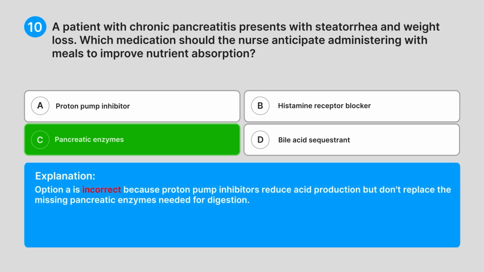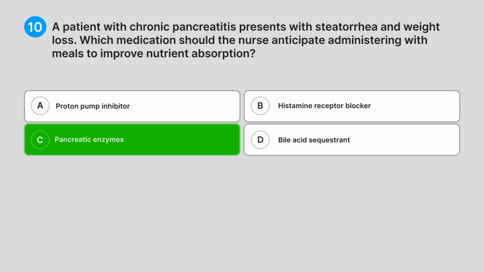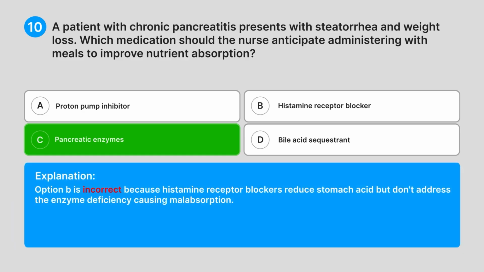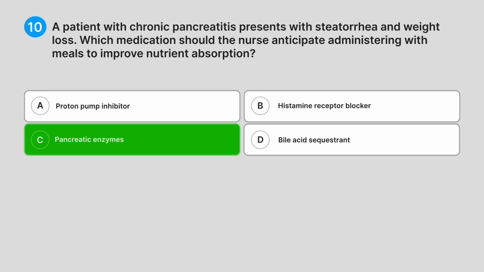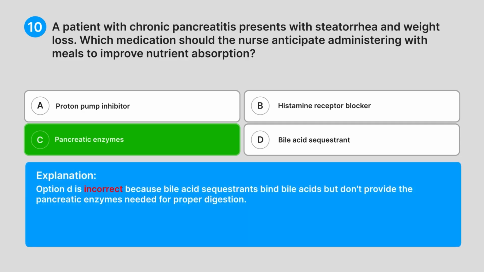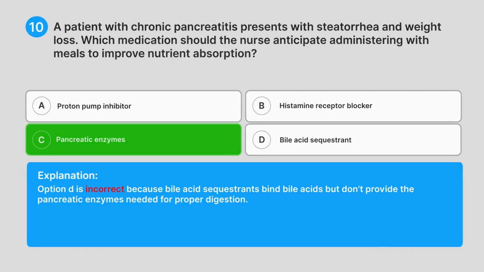Option A is incorrect because proton pump inhibitors reduce acid production, but don't replace the missing pancreatic enzymes needed for digestion. Option B is incorrect because histamine receptor blockers reduce stomach acid, but don't address the enzyme deficiency causing malabsorption. Option D is incorrect because bile acid sequestrants bind bile acids, but don't provide the pancreatic enzymes needed for proper digestion. To understand chronic pancreatitis treatment, let's examine why pancreatic enzymes are essential for these patients.